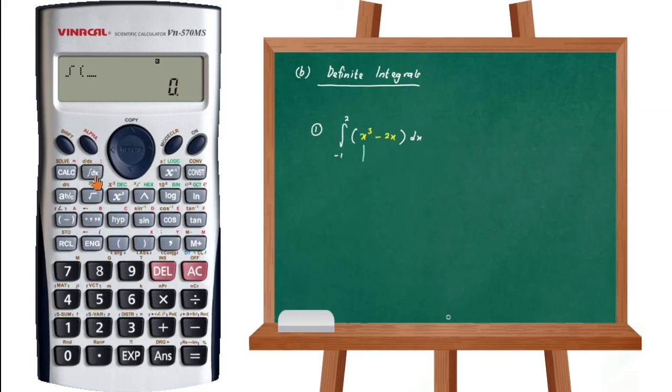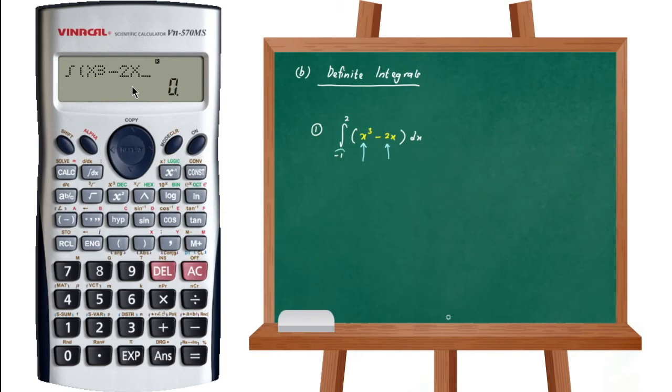To solve this question using the calculator, we need to activate the integral function first. To activate the feature, we press this integral operator symbol. Next, we need to include this term, x cubed. We press alpha and then this button to display the variable x. Next, we press shift and then this button to display the power 3. To insert the term negative 2x, we press minus, then 2, then alpha and then x.